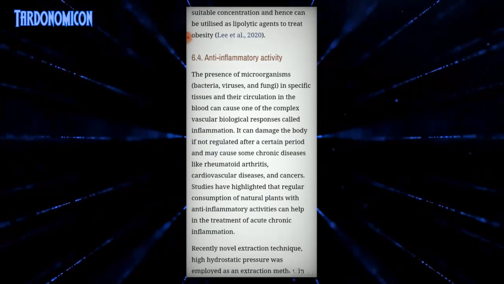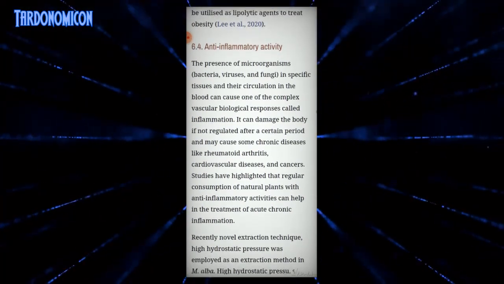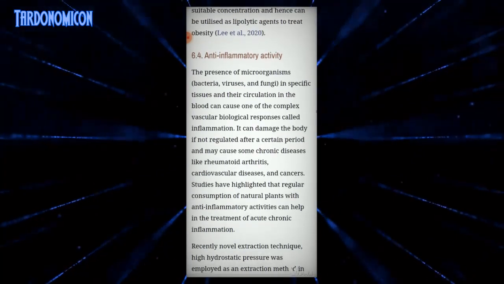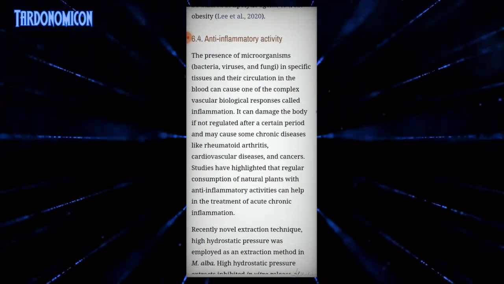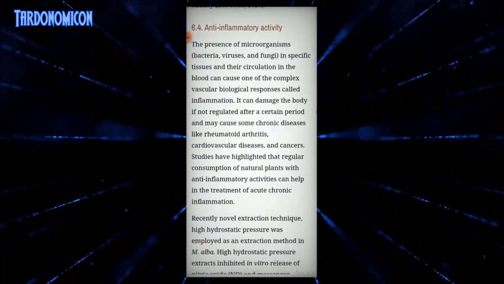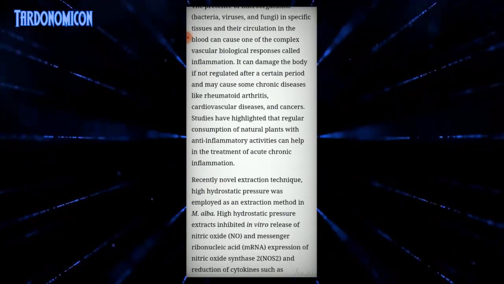Anti-inflammatory activity: the presence of microorganisms, bacteria, viruses, and fungi in specific tissues and their circulation in the blood can cause one of the complex vascular biological responses called inflammation. It can damage the body. Okay, cardiovascular diseases and cancers.